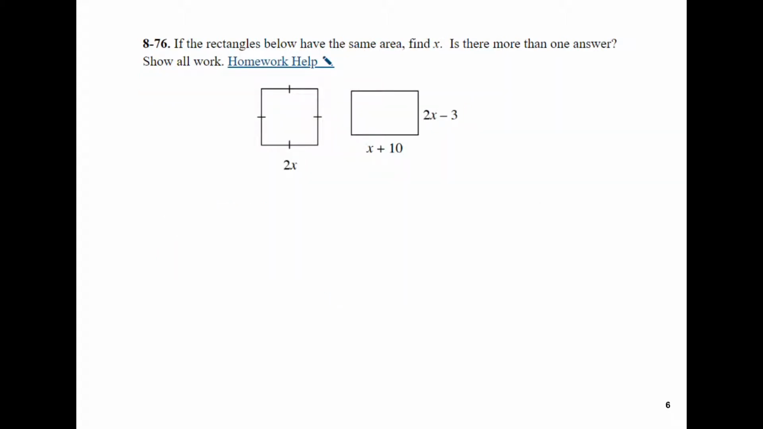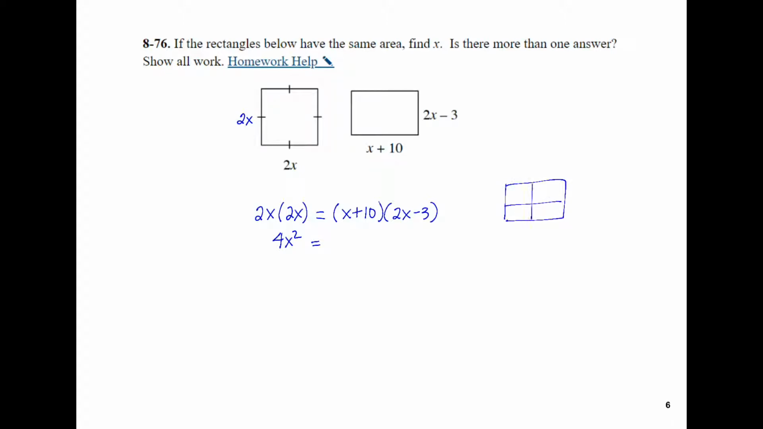8-76. If the rectangles below have the same area, find x. Is there more than one answer? Show all of your work. So looking at this shape right here, it tells me that all of my sides are congruent. So I know that base times height equals area, and I know the base and the height of my rectangle on the right, and they told us that they were equal. So we can now solve for x.